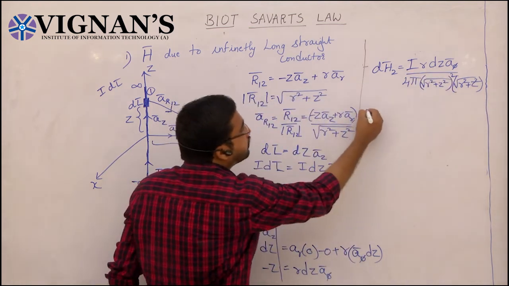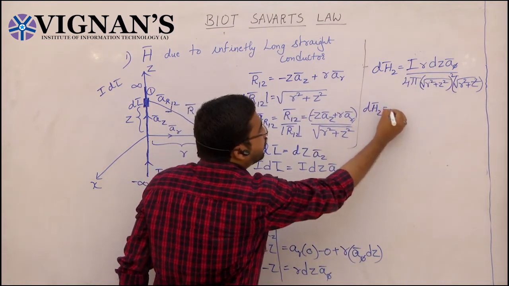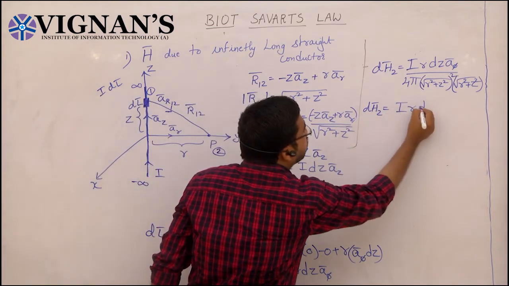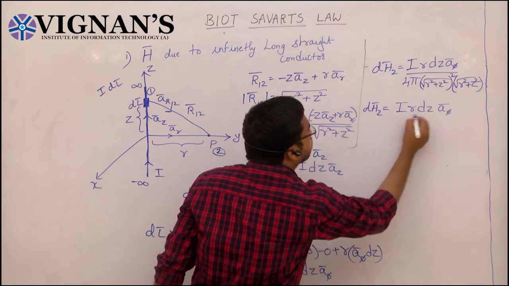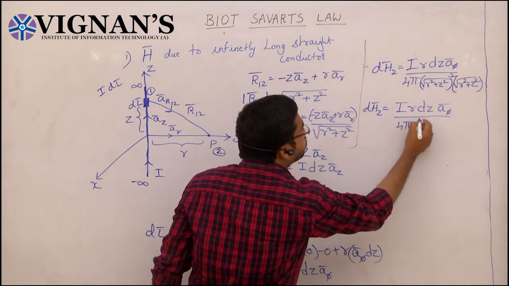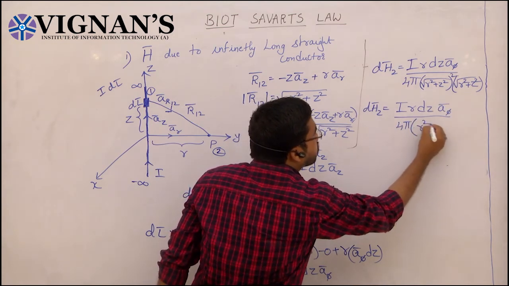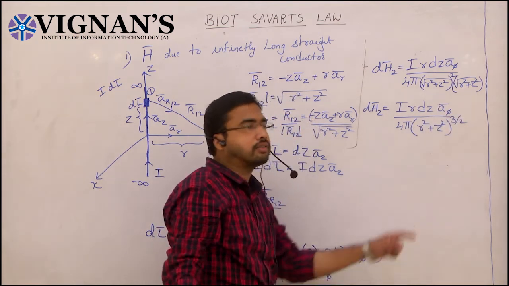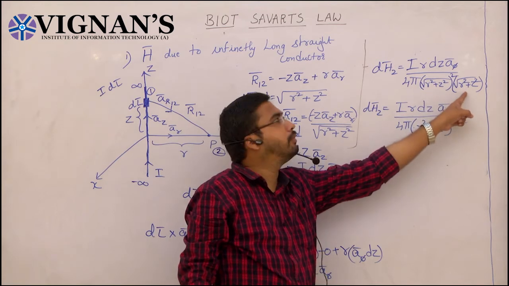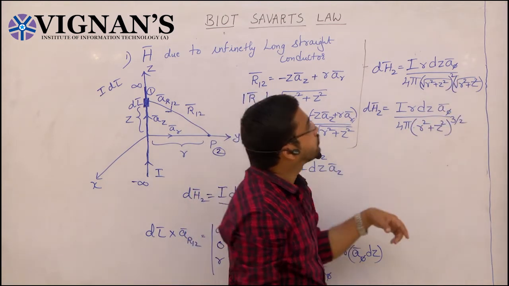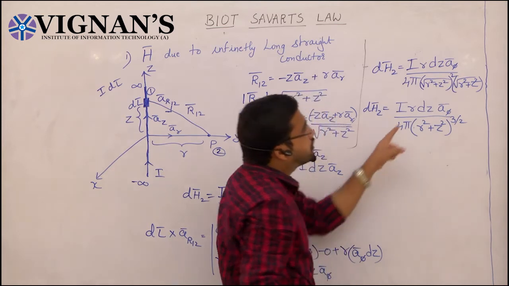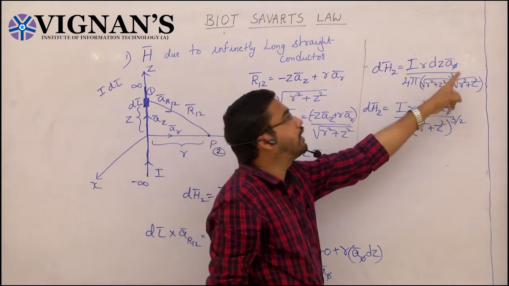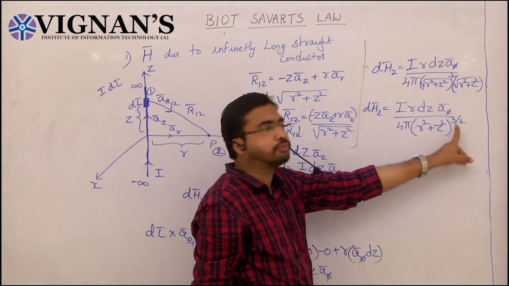Now if you further simplify this, the differential magnetic field intensity at the second point dH2 is I r dz a phi by 4 pi into r square plus z square whole power 3 by 2, because bases are same, powers will be added. 1 plus, because if you take this root, what will happen? It will become to the power of 1 by 2. So 2 plus 1 by 2 means that is 3 by 2.